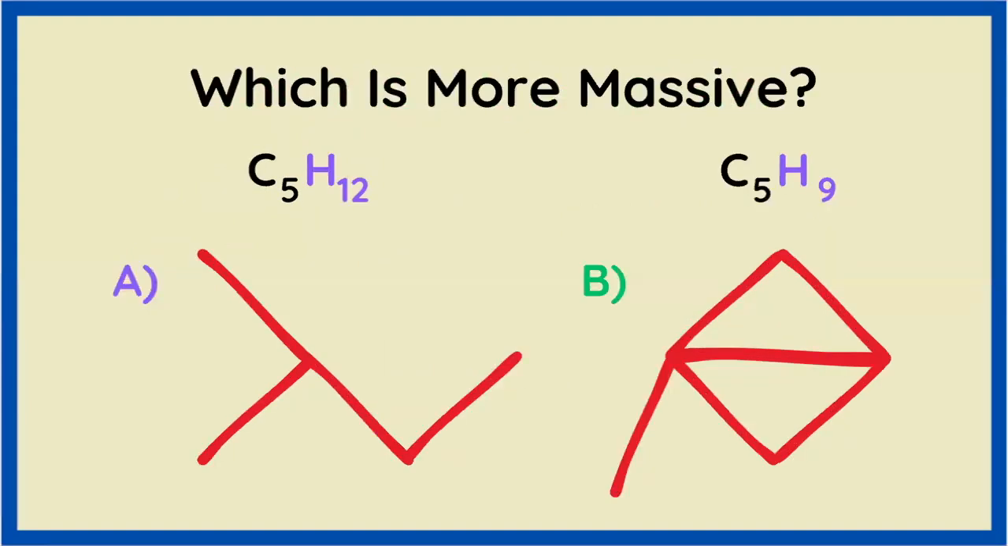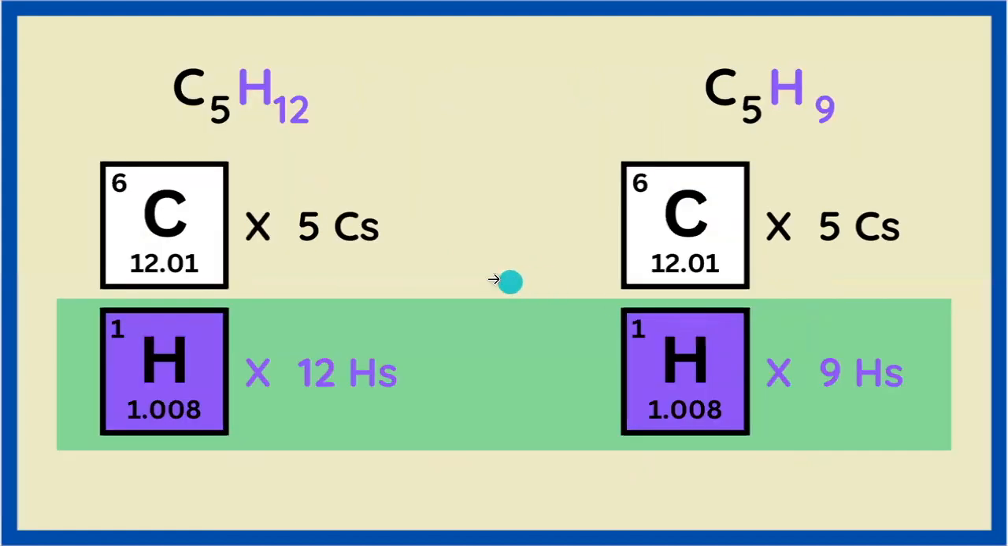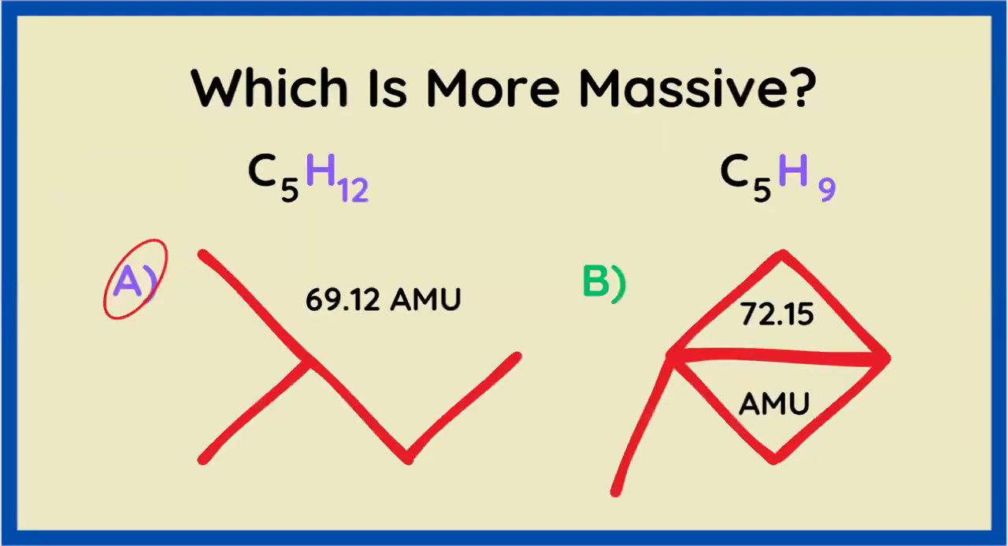So comparing the molecular formulas, it looks very much like A is going to be the correct answer, but let's just make sure. Unsurprisingly, because there's an equal number of carbon per molecule, 5 each, the deciding factor is hydrogen. So whichever has more hydrogen has more mass overall. Therefore, A is the correct answer. The molecule on the left is more massive.